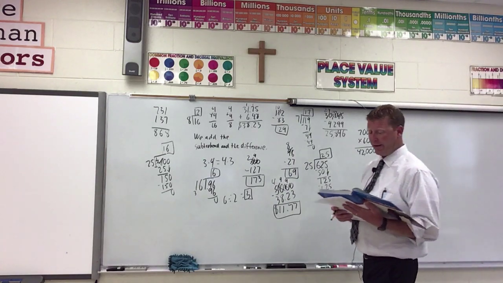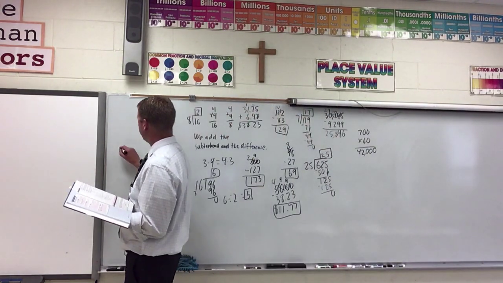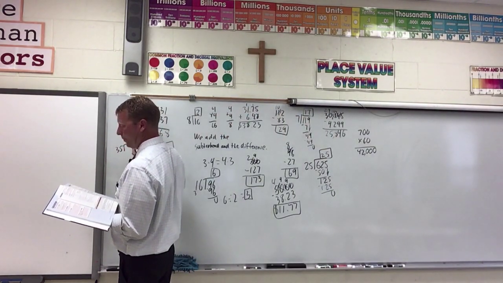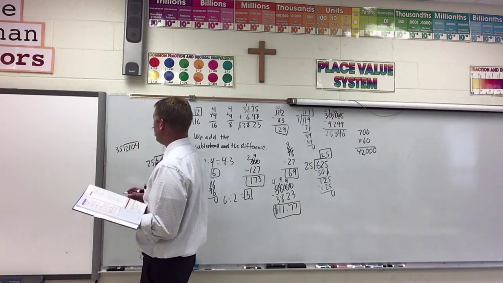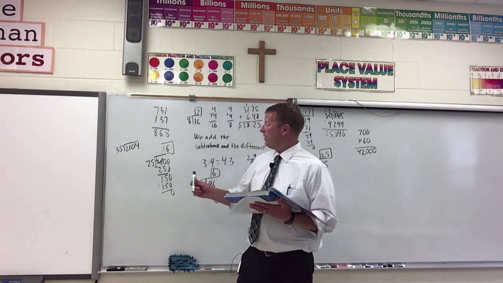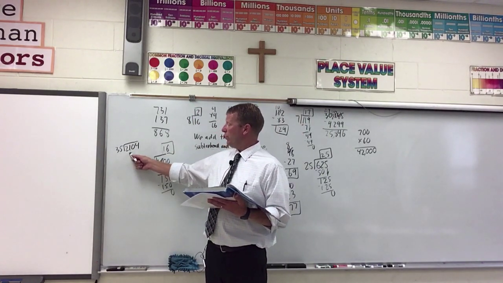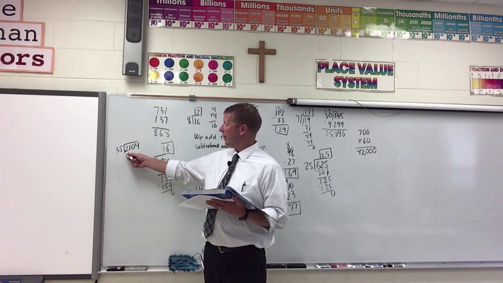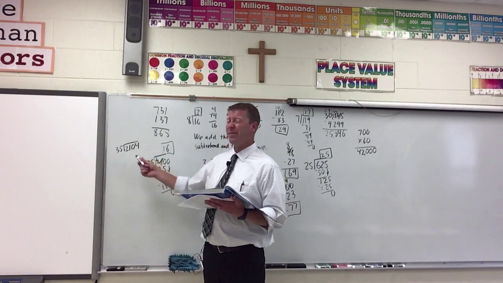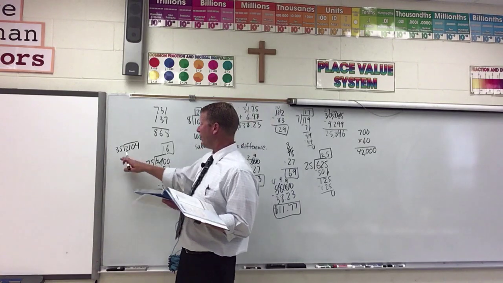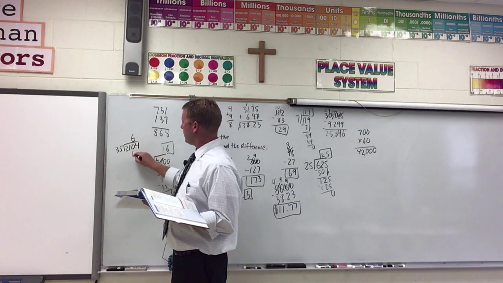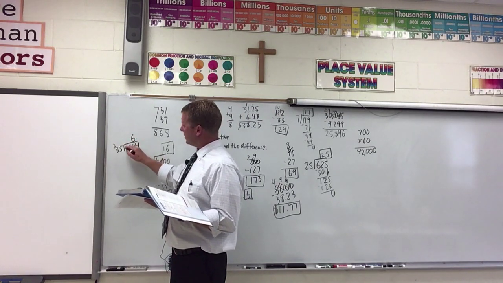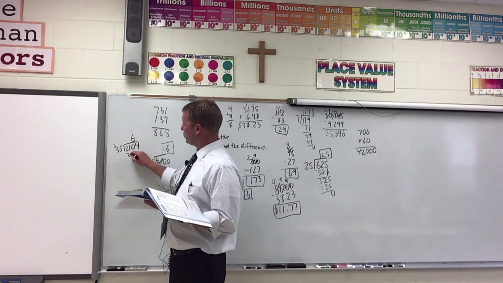Division problem, I have 35 being divided into 2,104. So I'm going to look at this and say, how many times does 3 go into 21? 7. But I don't have just a 3. I have 35. So it's going to be a little bit less than that. So I'm going to bump my 7 down to a 6. 6 times 5 is 30. Carry the 3. 6 times 3 is 18, plus 3 is 21.